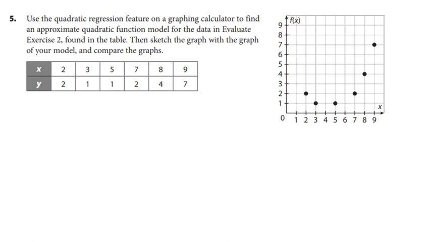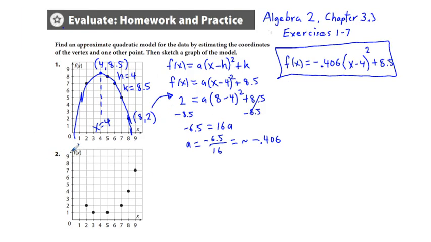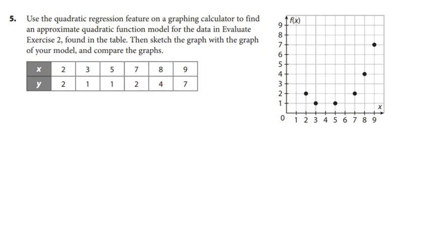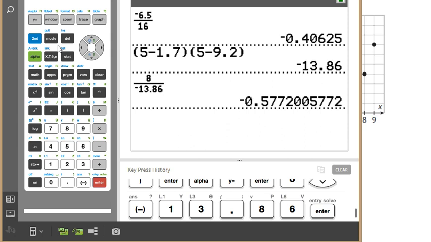Next on problem 5, use the quadratic regression feature on the graphing calculator to find the approximate quadratic function model for the data in exercise 2 found in the table. And so we're taking the same exercise here from 2. So if you do 2 by hand and see how it matches what we do by 5 using our graphing calculator here. So we're going to go to our calculator and use the quadratic regression feature.